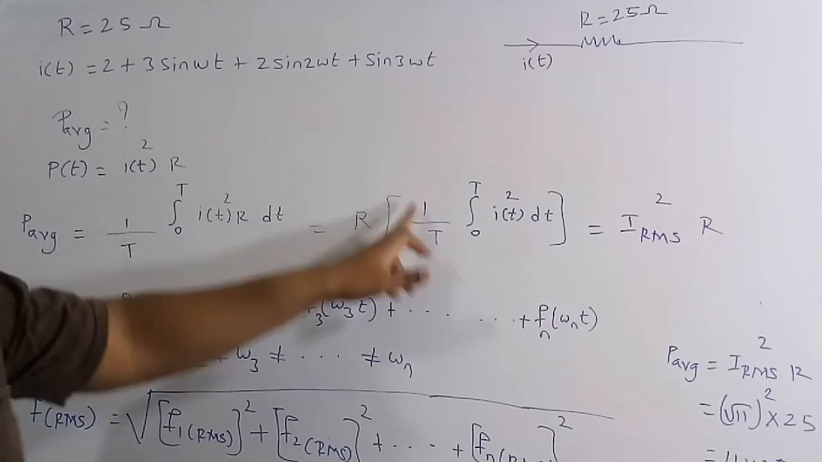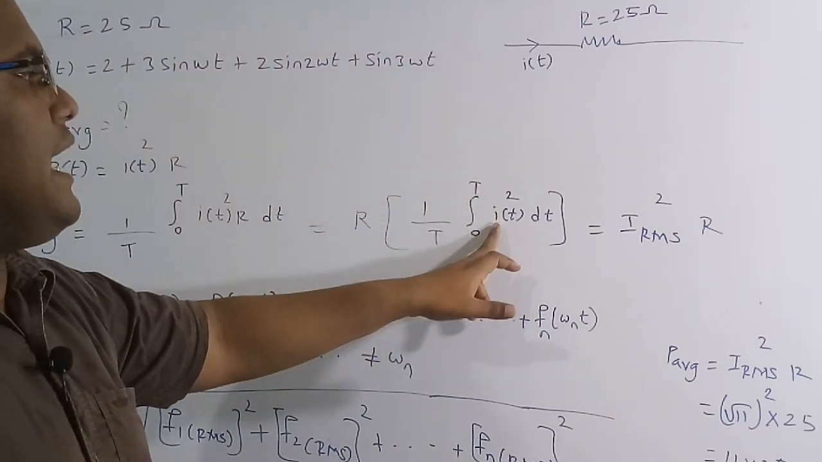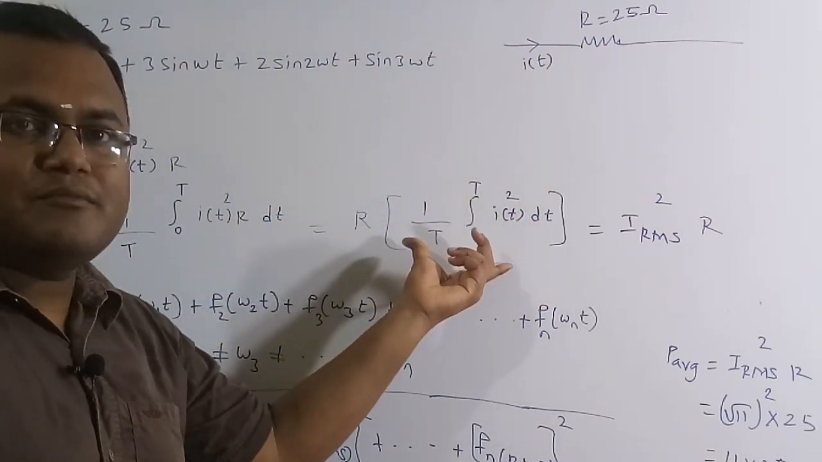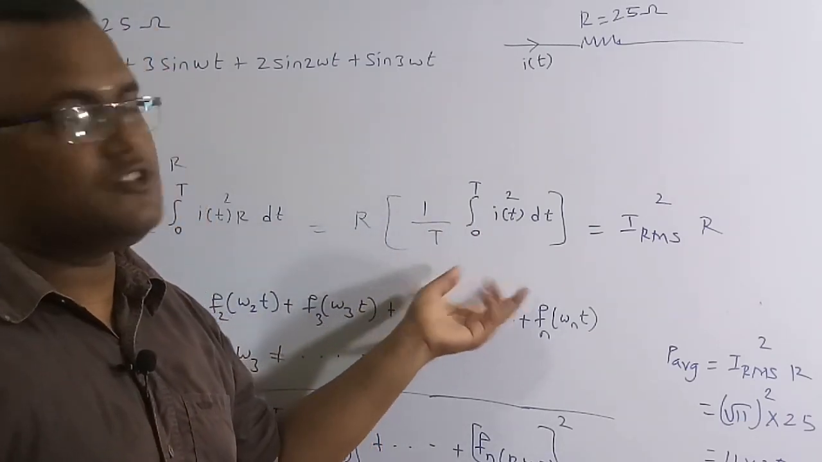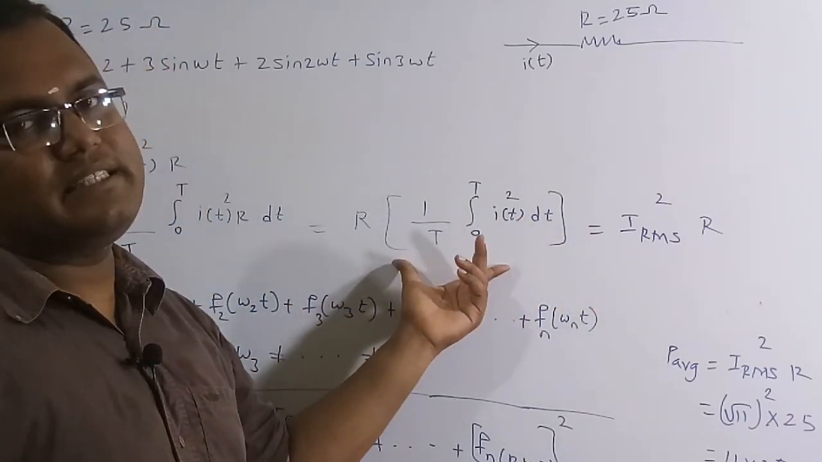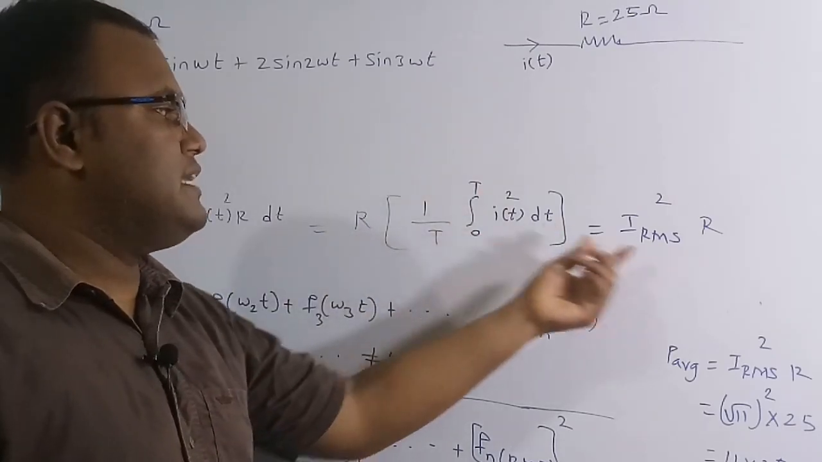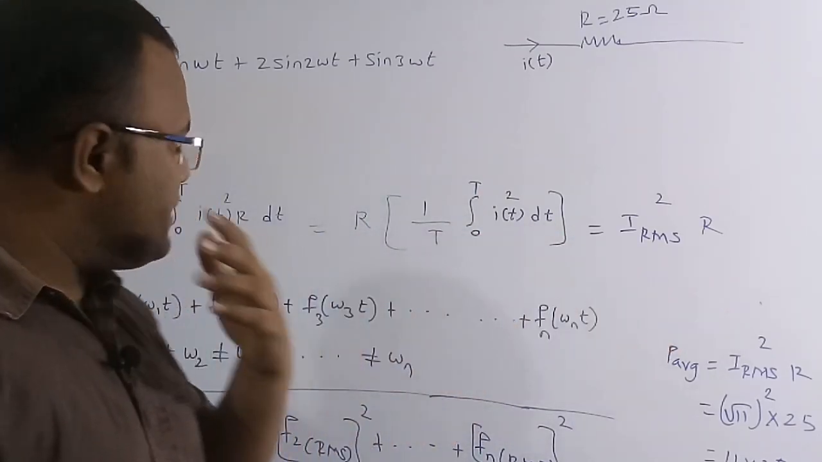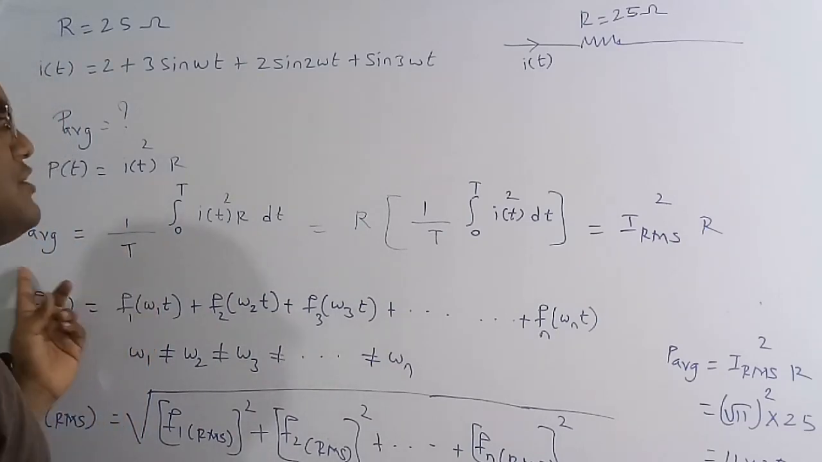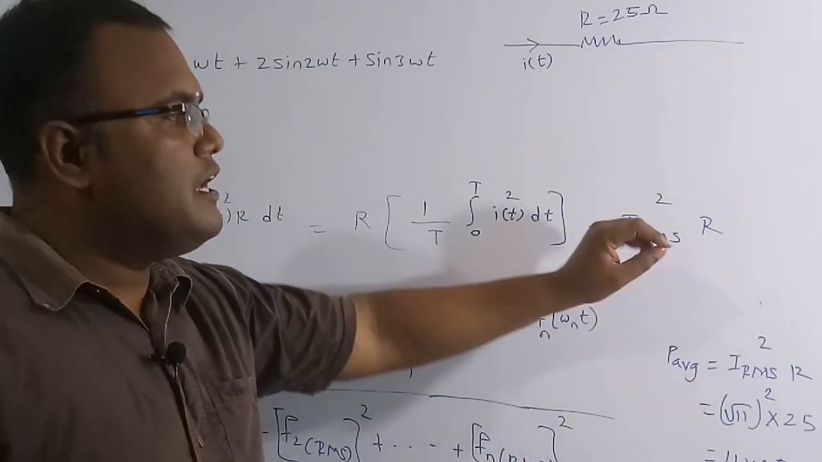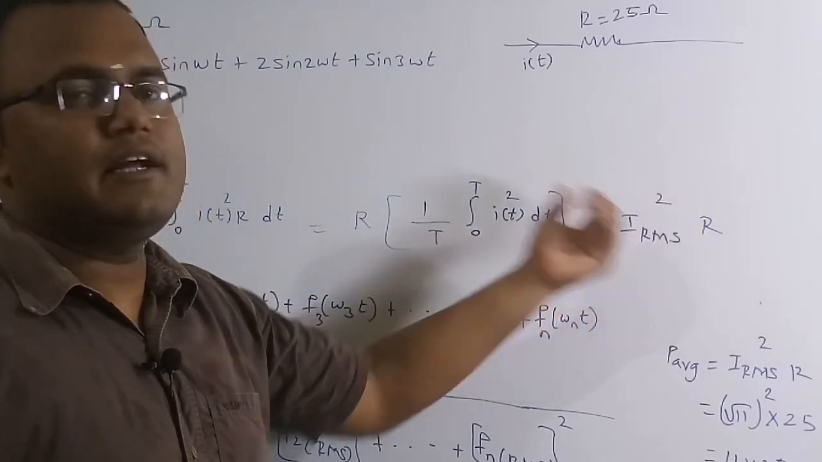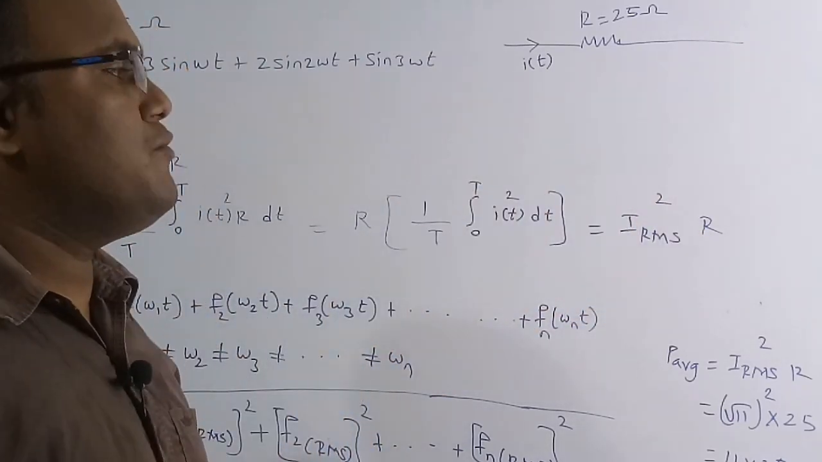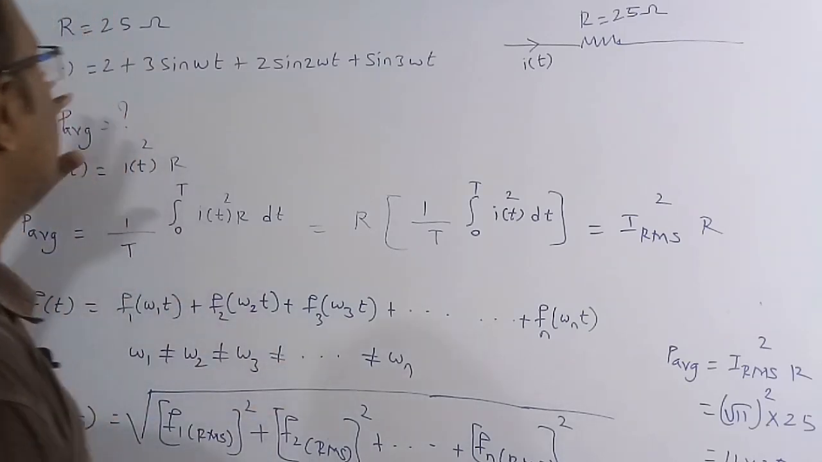So therefore, R into 1 by t integration from 0 to t of I of t whole square dt. This is nothing but IRMS squared. So I am going to replace this integration with IRMS square into R. So basically, PRH is equal to IRMS square R. If you know the value of IRMS, then we can substitute and solve. So now we need to find the IRMS value of this current I of t.